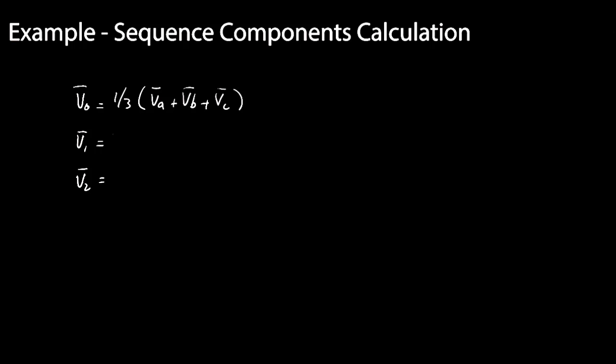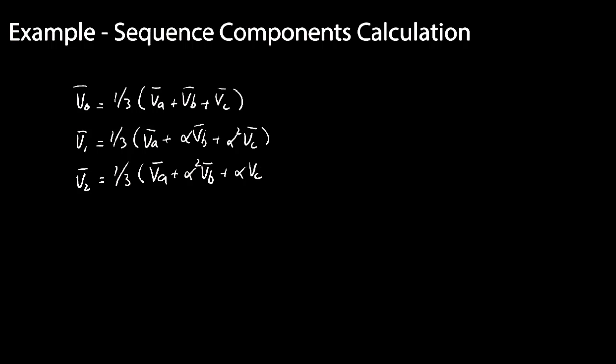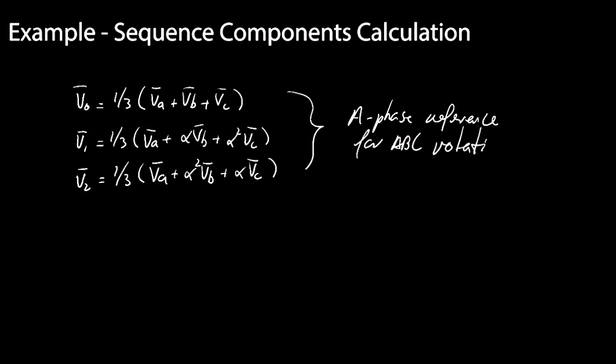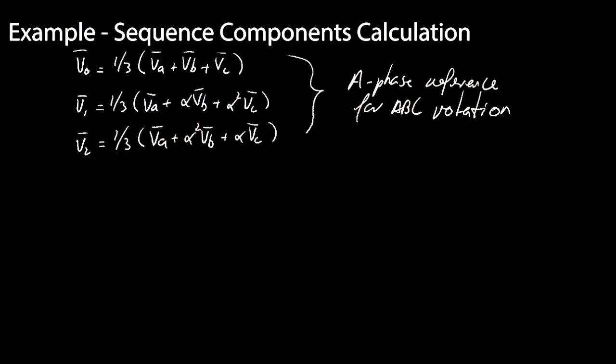Now the positive sequence voltage is going to be equal to 1/3 times (VA plus alpha VB plus alpha squared VC). And then lastly, the negative sequence voltage would be equal to 1/3 (VA plus alpha squared VB plus alpha VC). So again, the same equations that we used before. And again, I mentioned this before, but let's mention it again. This takes A phase as the reference, and it is for ABC rotation systems. So for ABC rotation.